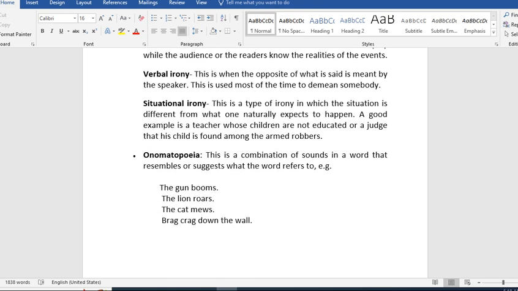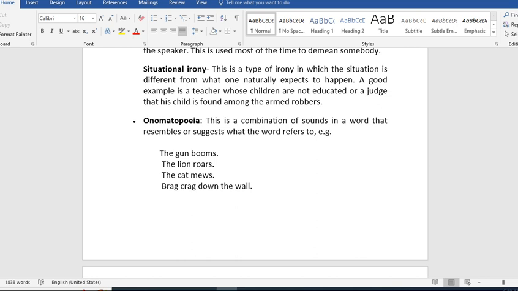Also, situational irony. This is a type of irony in which the situation is different from what one naturally expects to happen. A good example is a teacher whose children are not educated, or a judge whose child is found among the armed robbers. You see that? That's situational irony.